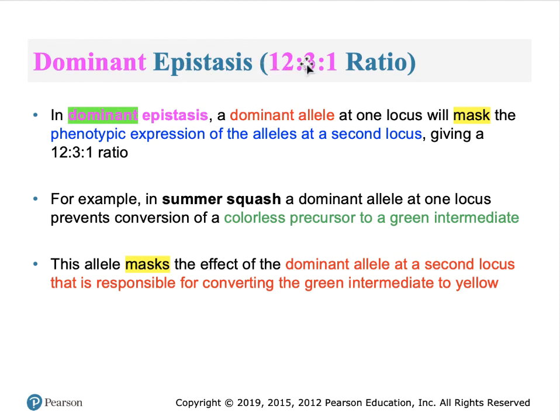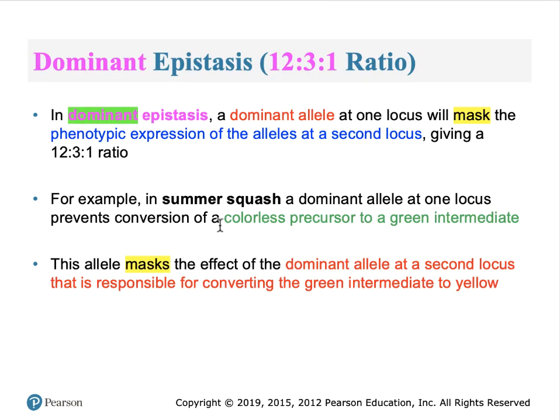The next ratio is due to dominant epistasis. So here we have the 9 combining with the 3 to give us 12. So in dominant epistasis, a dominant allele at one locus will mask the phenotypic expression of the other alleles at the second locus. So once again, going back to the summer squash, this time looking at a slightly different system, we can see how that works.